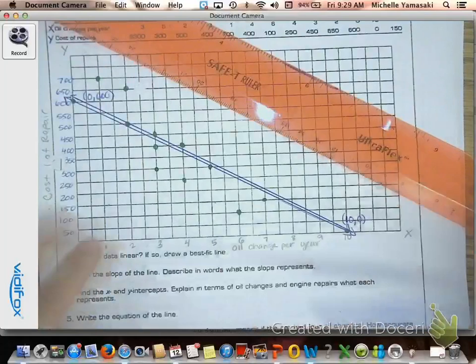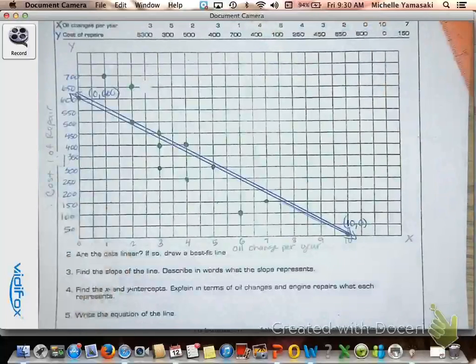Now, what can we do with 2 points? Slope formula. Find the slope. Let's use those points and find the slope.